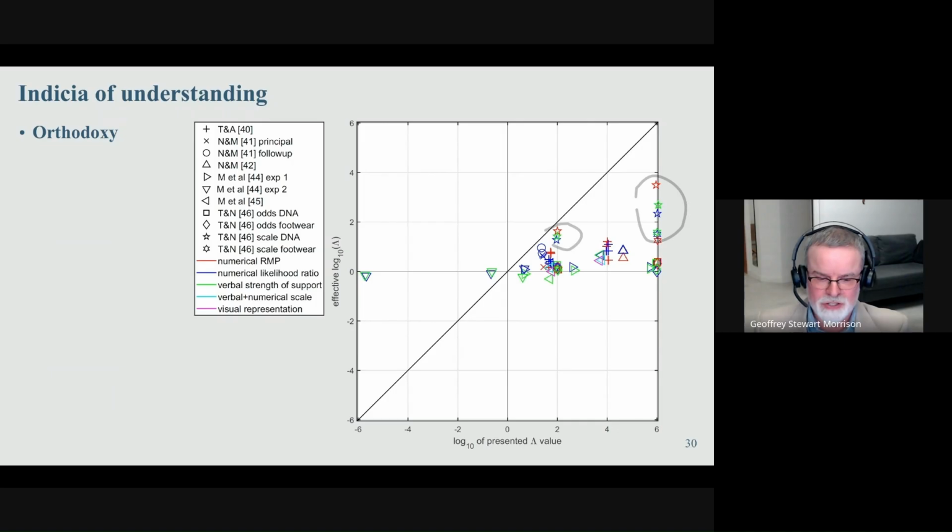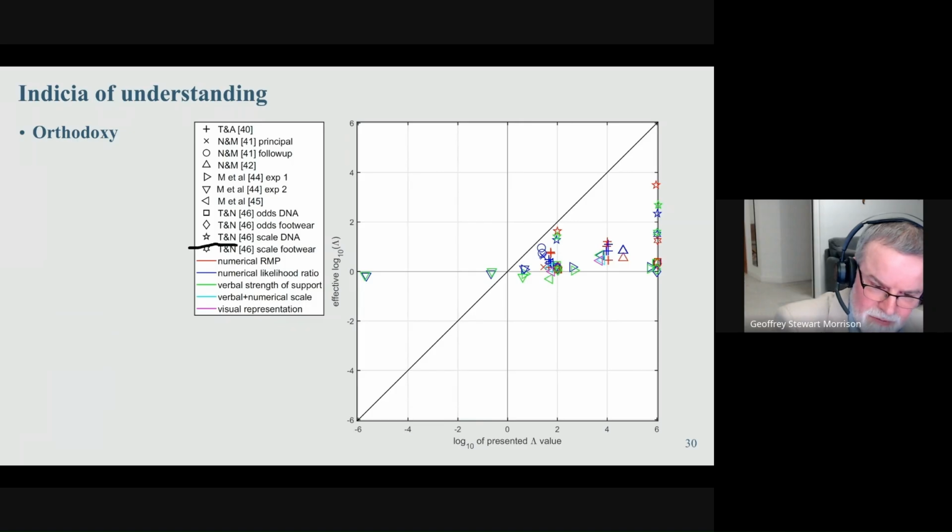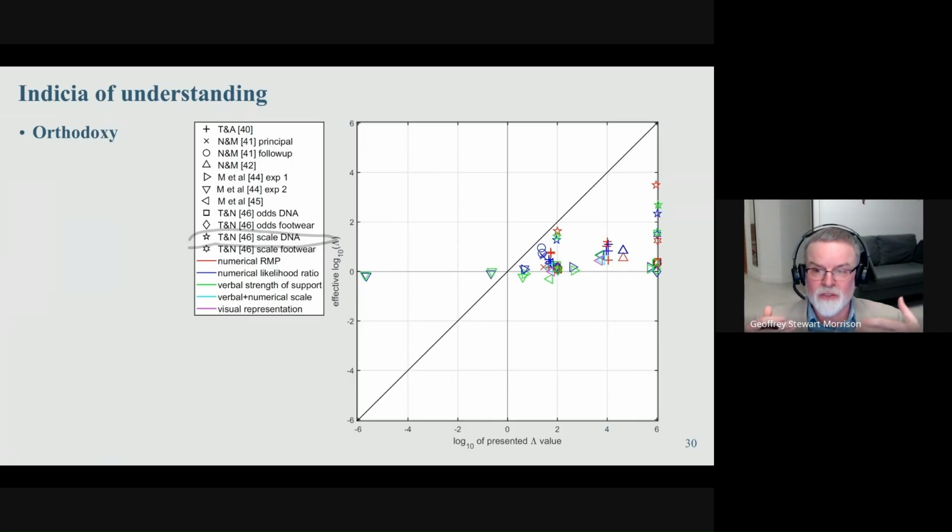The 5-pointed stars are from a study here. This study presented evidence which was purportedly DNA evidence, and also elicited responses using one of these multi-level scales. And as I suggested before, I think what might be going on here is that they're not actually interpreting the numbers or the verbal expressions, but they're using the scale.